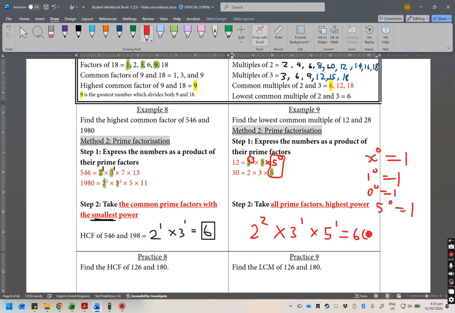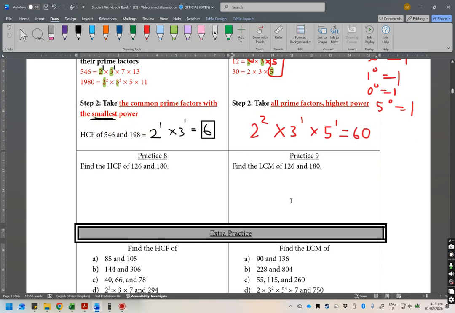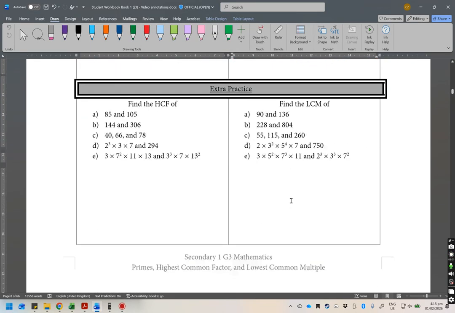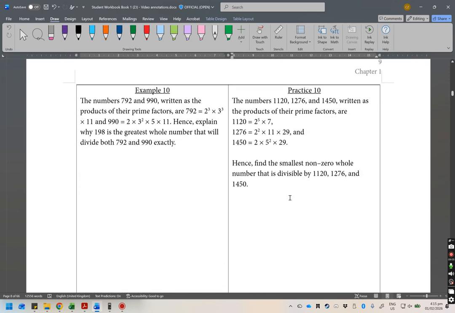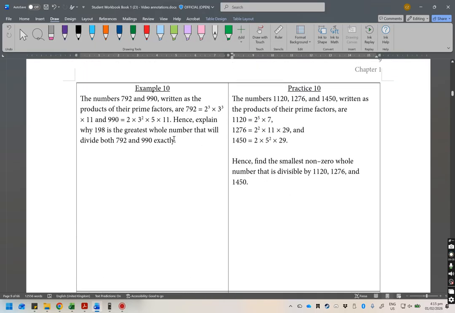Okay, and that's it for highest common factor and lowest common multiple. Then you can apply them to real life applications in the next video.